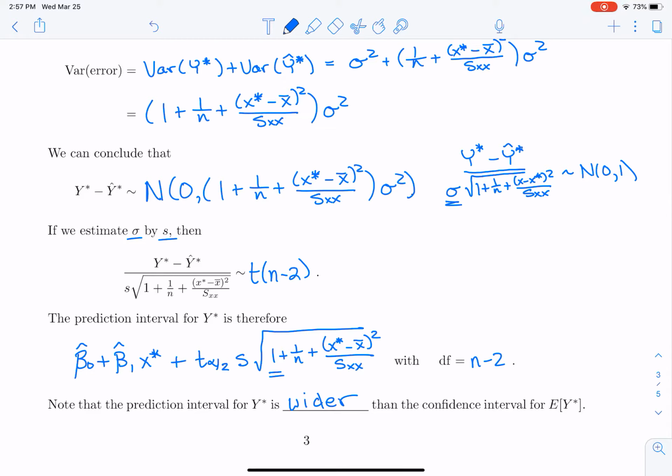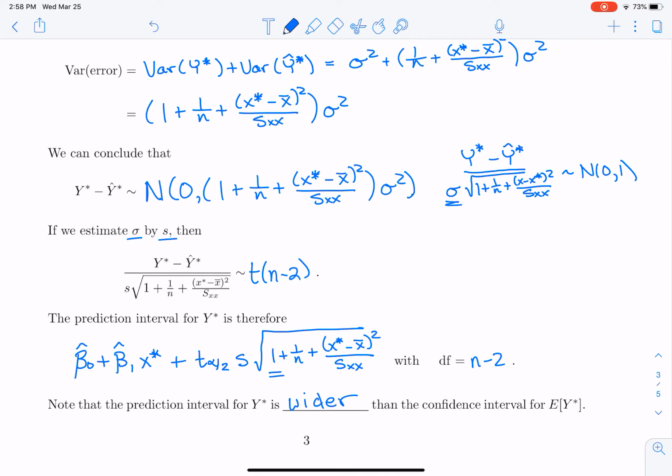So the idea here is that our confidence interval for the mean is going to be narrower because the prediction interval is going to give us a sense of where 95% of the data may lie, whereas the confidence interval for the mean is a 95% confidence interval, for example, for the mean.